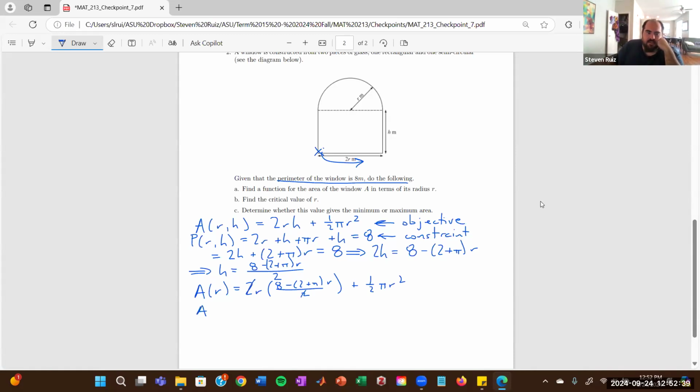I'll go ahead and clean this up one more time. These 2's cancel. And I get that this area is equal to, let's go ahead and multiply that r through as well, 8r minus (2 plus pi) times r squared plus 1/2 pi r squared.